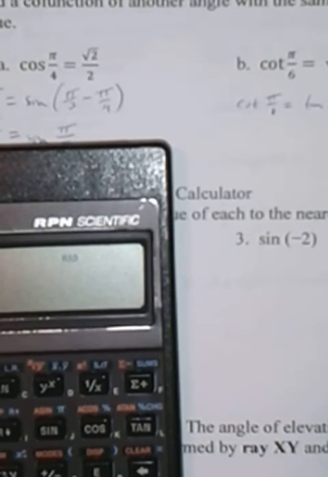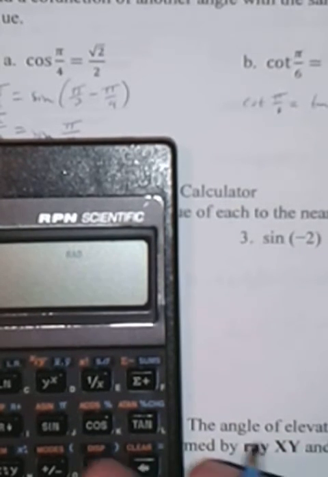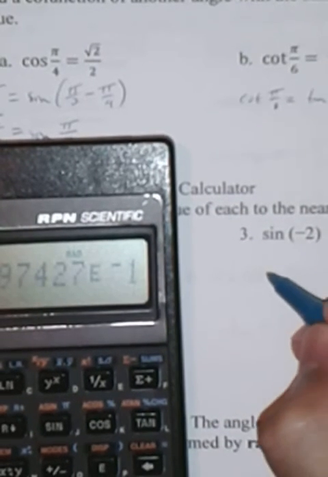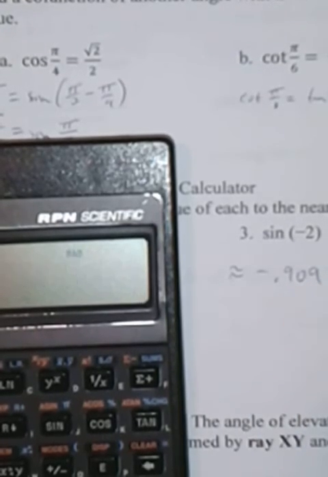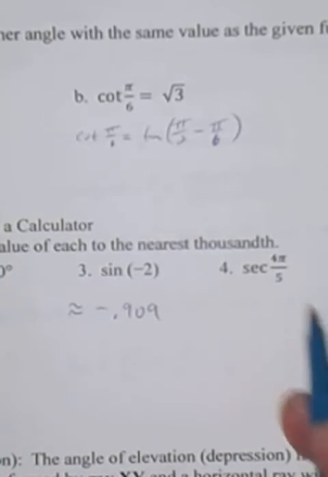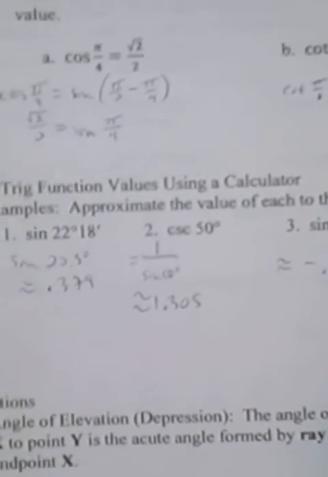And I'm just going to type in 2 negative, and then type in sine. And that gives me the sine, negative 0.909 about. All right, I'll let you guys finish secant of 4 pi over 3. Don't forget that's a radian measure, and so check your settings on your calculator.